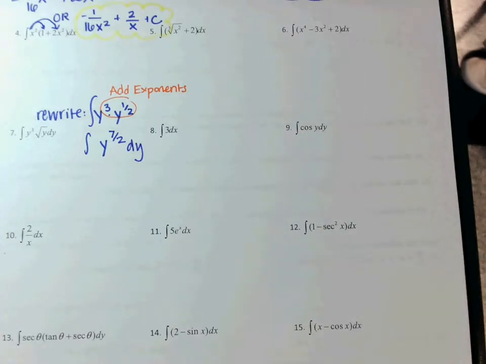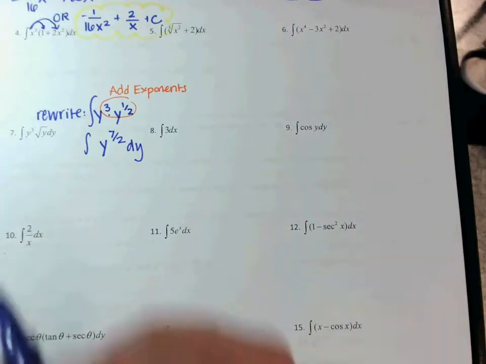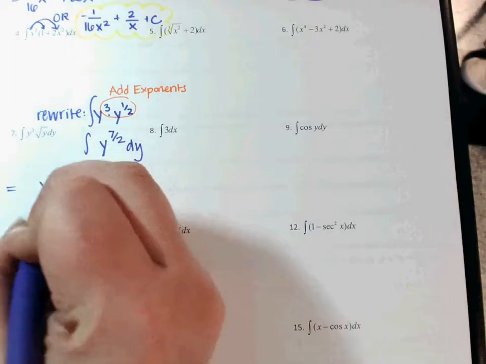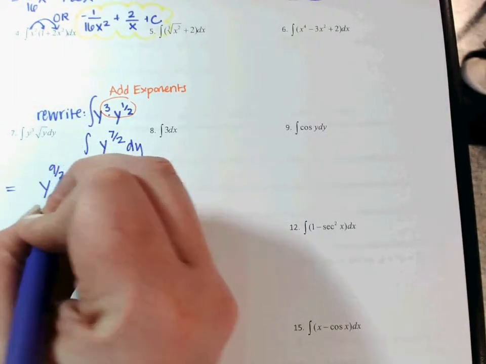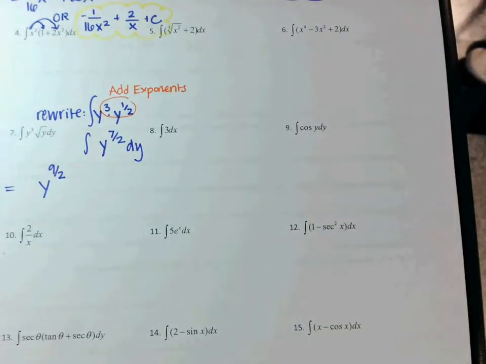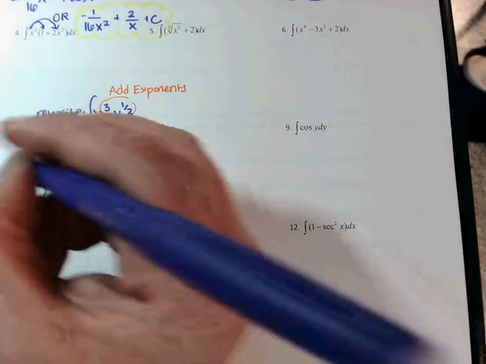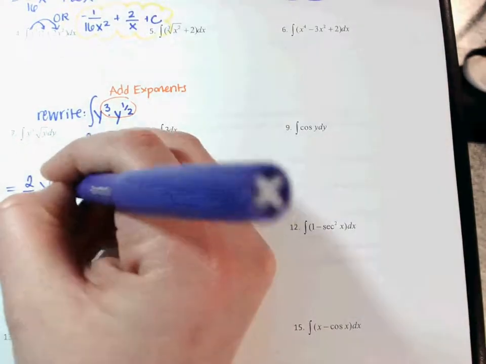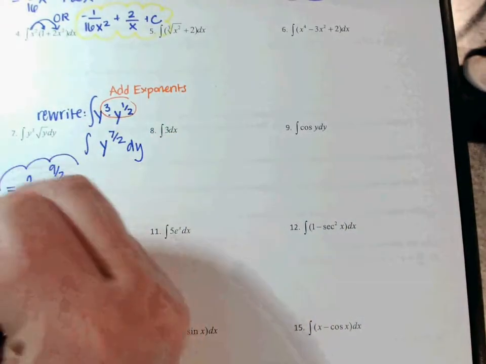Now do your rule. Add 1, then divide. What's the 2 over 2? So what is 7 over 2 plus 2 over 2? 9 over 2 is right. So I add 2 over 2, I get 9 over 2. And then how do I divide by 9 over 2? Plus C.